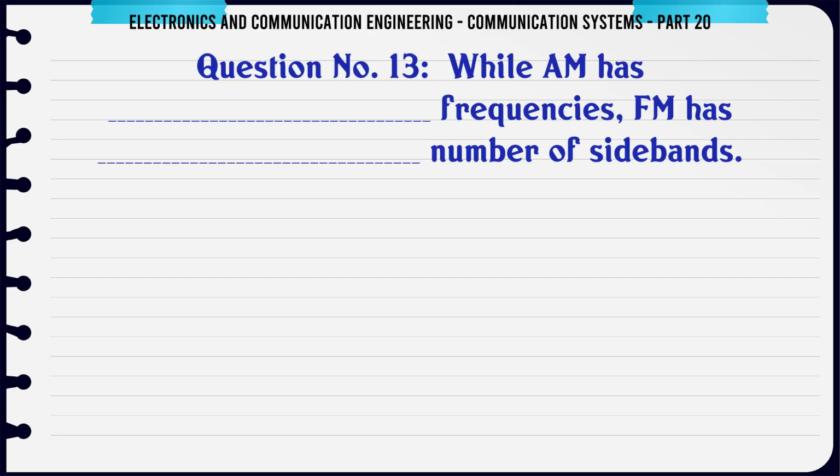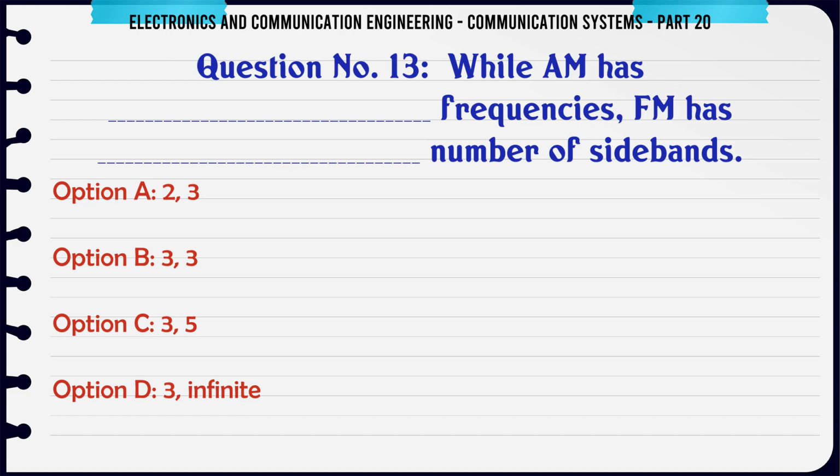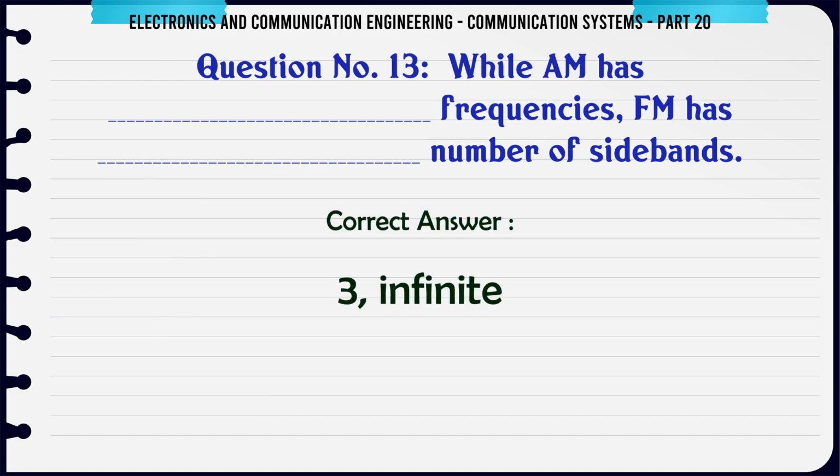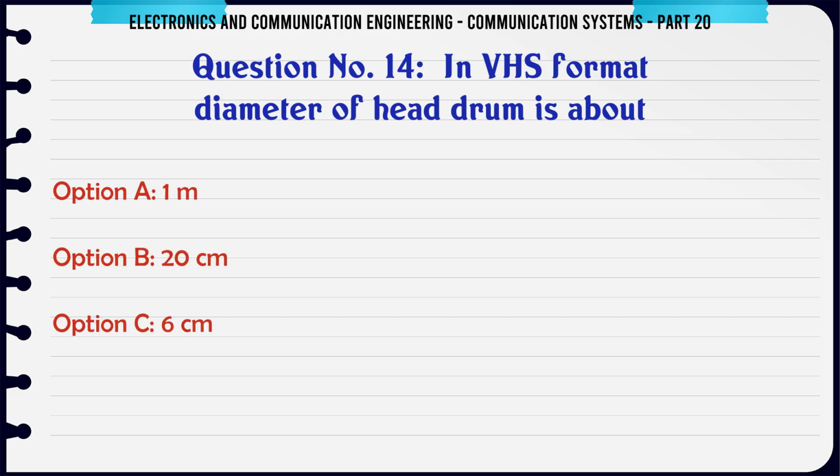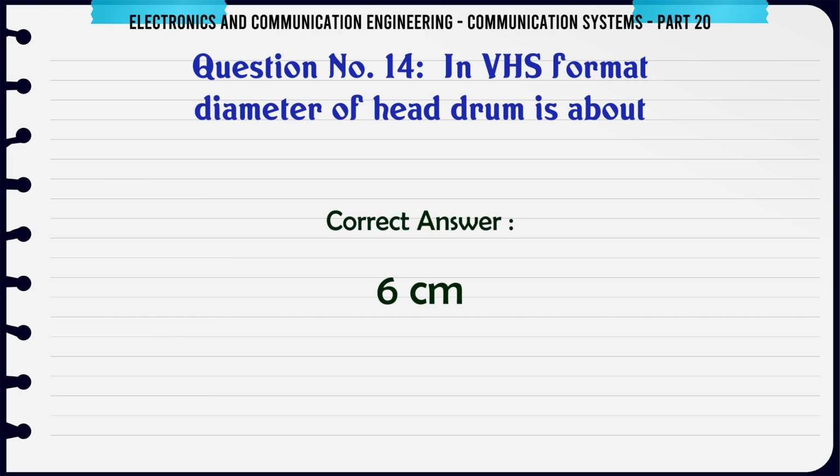While AM has two sidebands, FM has a number of sidebands: A, 2; B, 3; C, 5; D, infinite. The correct answer is infinite. In VHS format, the diameter of the head drum is about: A, 1 m; B, 20 cm; C, 6 cm; D, 1 cm. The correct answer is 6 cm.